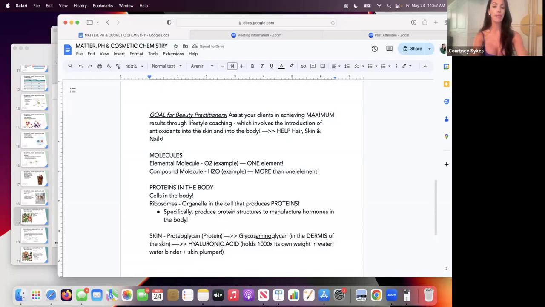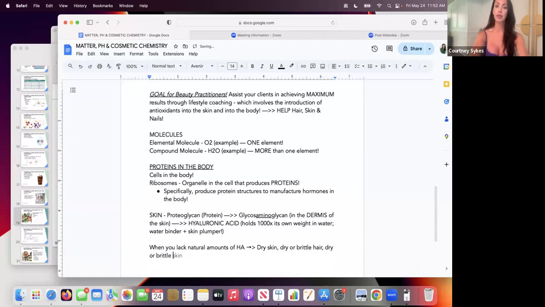But we don't want to have a lack of hyaluronic acid or a lack of these proteins. And so you can see where we're going with that when we talk about chemistry. We need proteins in the body. That is extremely important. And when you lack natural amounts of hyaluronic acid, we'll put HA for short, a couple things can happen. You might just end up having, of course, dry skin. You could have dry or brittle hair. You could have dry or brittle nails.